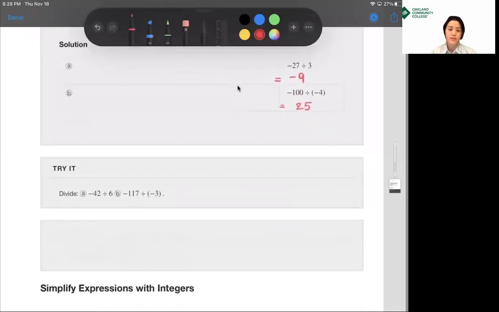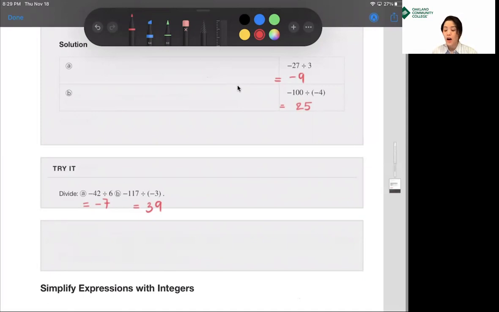Let's try some for yourself. Negative 42 divided by 6. The two numbers have different signs, so the result is negative. So negative 42 divided by 6 is equal to negative 7. And negative 117 divided by negative 3. Same sign, the result will be positive. So 11 divided by 3 is 3, 27 divided by 3 is 9, so positive 39. If you can't do it in your head, you can use a calculator.